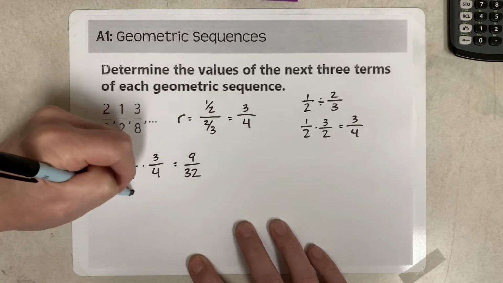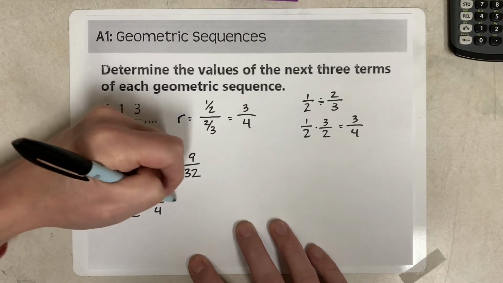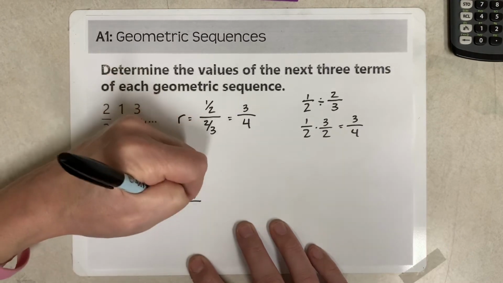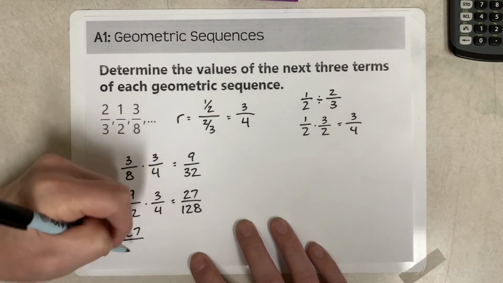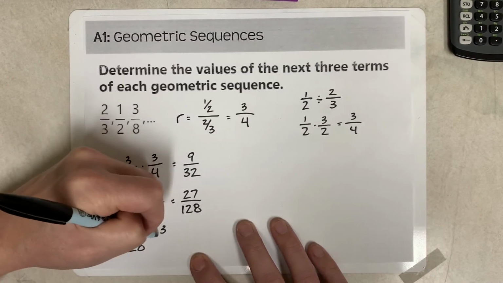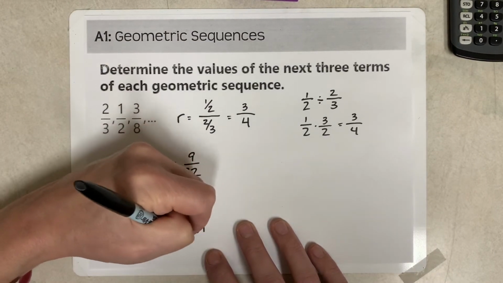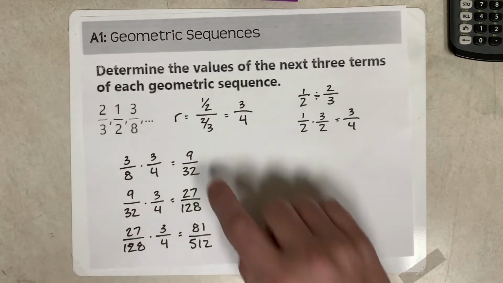Okay, we do it again. 9/32 times 3/4 gives us 27/128. And 27/128, oops, times 3/4 gives us 81/512. And those are our next three terms.